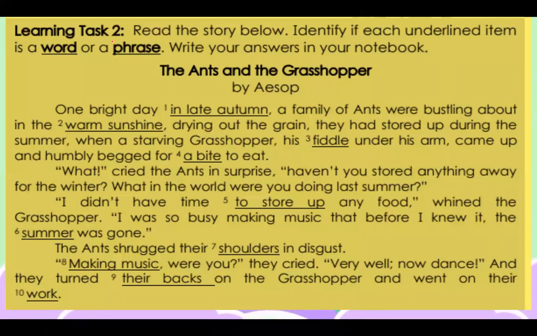Learning task number two, read the story below and again identify if each underlined item is a word or a phrase. Write your answers on your notebook. This is the same as activity number one. This time we are going to read a short story, while the first one we have read a poem. And the second one we have a story. The title of the story is The Ants and the Grasshopper by Aesop.